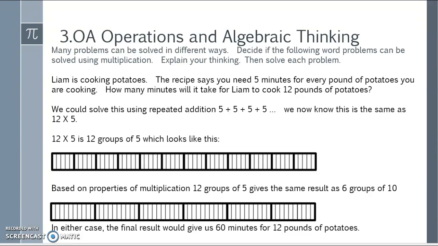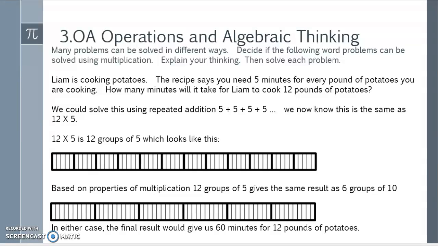12 times 5 is 12 groups of 5, which looks like what I've got there. Based on properties of multiplication, 12 groups of 5 gives the same result as 6 groups of 10. So notice that we took 12, halved it into 6, and then I took 5 and doubled it to 10. And 6 times 10 is much easier to think about than 12 times 5, which may be a rote memorization.